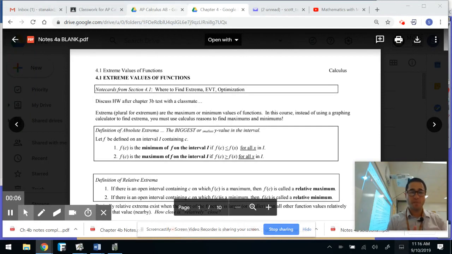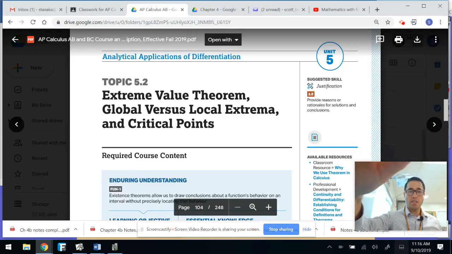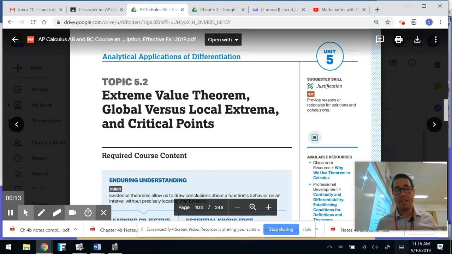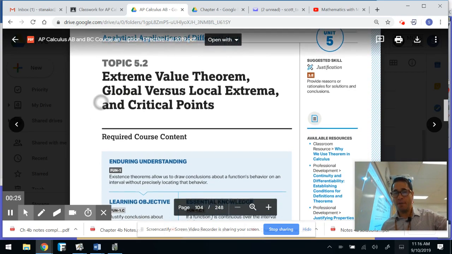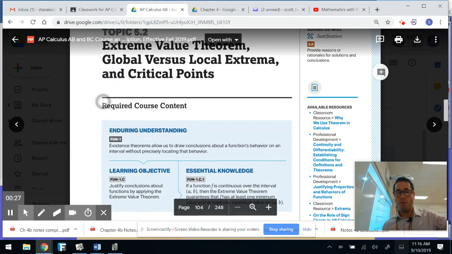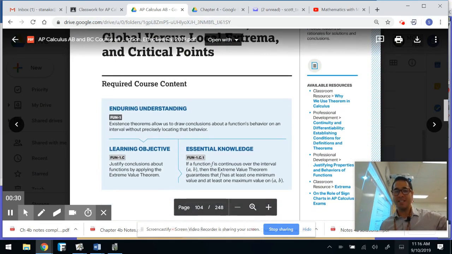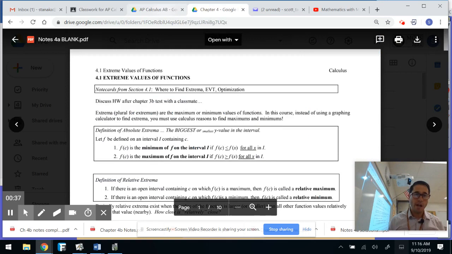Buckets. All right, section 4.1, extreme values of functions. With respect to the AP exam, we're on topic 5.2, which is our second. Remember, we learned the intermediate value theorem. Now we're going to focus on the extreme value theorem, and we're going to focus on local extrema and critical points. All right, we have our enduring understanding, our learning objective, and our essential knowledge. Hit that pause button if you want to check those out. But here we go. 4.1, extreme value of functions.